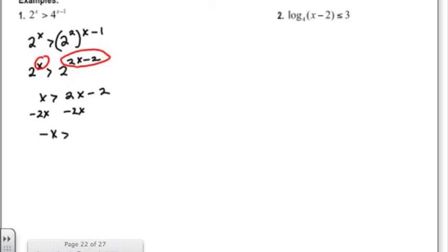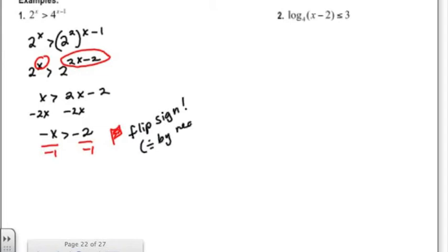Okay, so I get negative x is greater than negative 2. I divide by negative 1. So what happens? Yeah, remember I always said red flag. All right, so flip the sign. So I get x is less than 2.